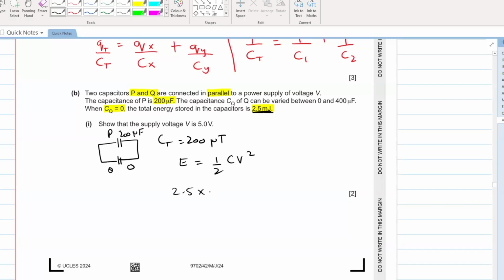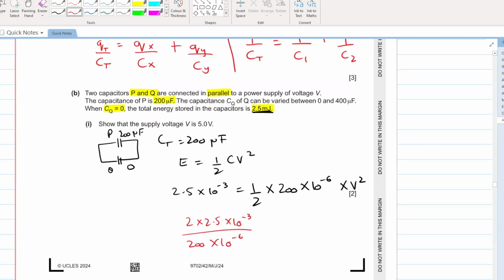Energy, 2.5 into 10 raised to the power of minus 3, is equal to half into the total capacitance, that is 200 into 10 raised to the power of minus 6 due to the micro, into the voltage square. Can you guys calculate the voltage supply? Yes, 2 into 2.5 into 10 raised to the power of minus 3 divided by 200 into 10 raised to the power of minus 6, taken under root. What does your voltage come out to be? Your voltage comes out to be 5 volts. Simple as that. Do you get this, beta? 5 volts is your answer.